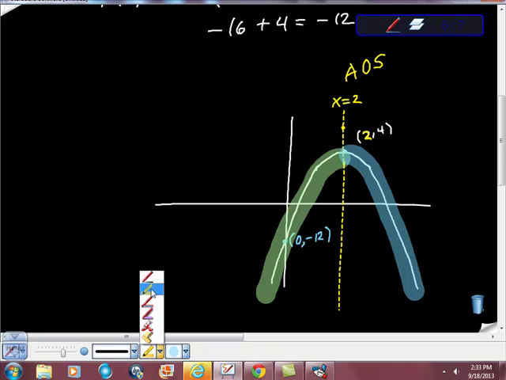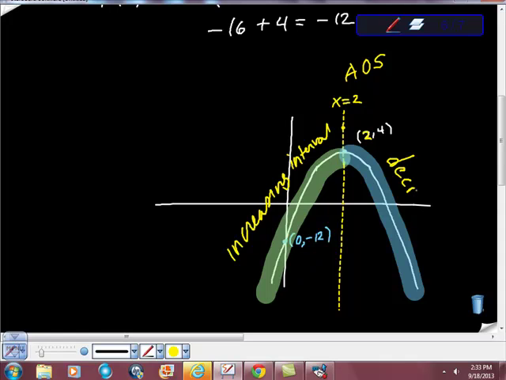So here we can establish that we have an increasing interval, and this is the decreasing interval.